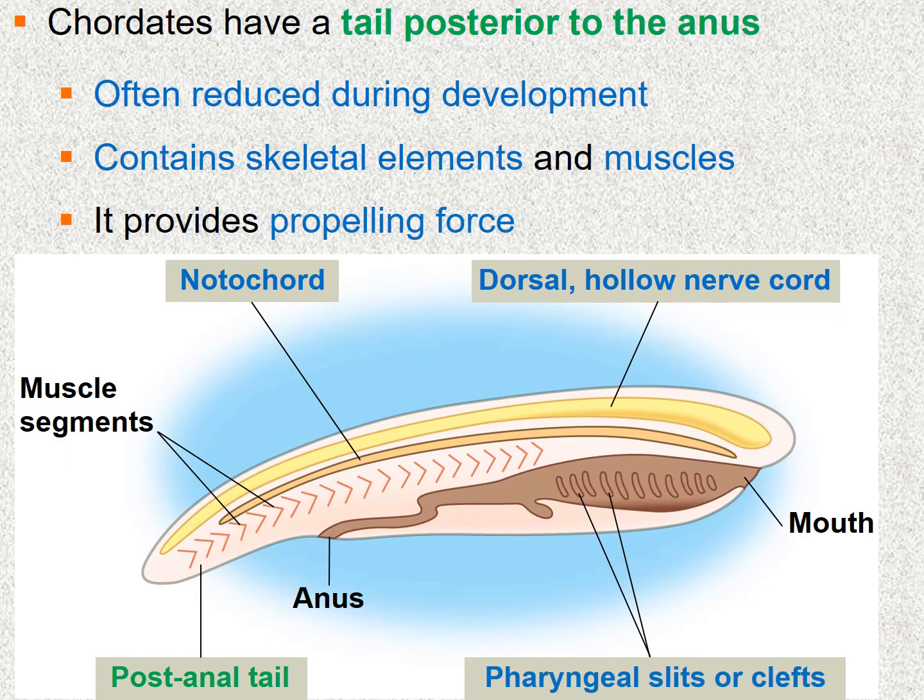The chordates also have a posterior tail, which is called the post-anal tail. This is often reduced during embryonic development. However, it is retained in some chordates. This contains skeletal elements and muscles, and it provides a force of propulsion in many of the species that are aquatic.